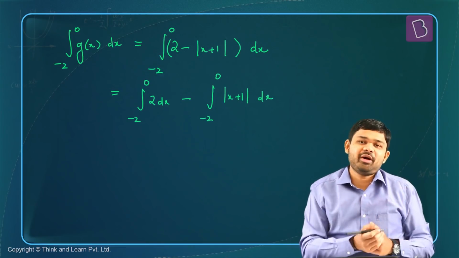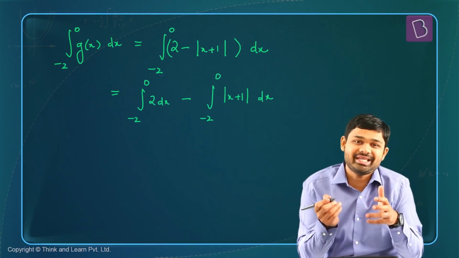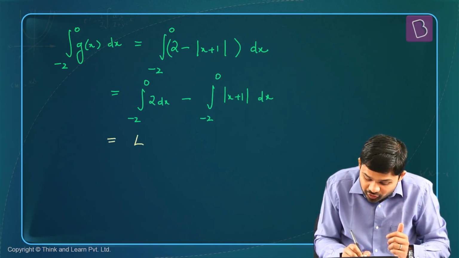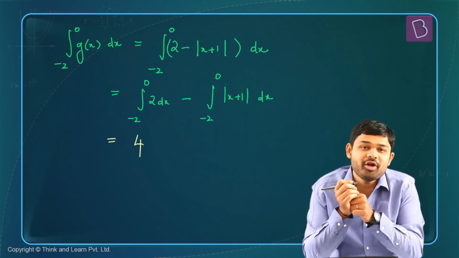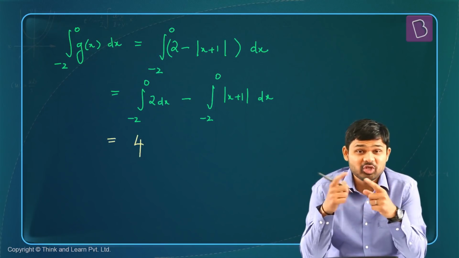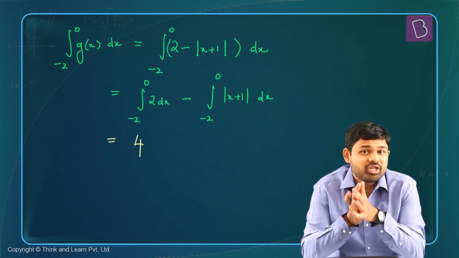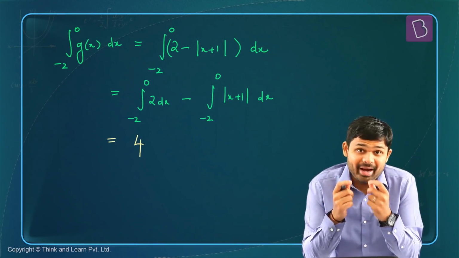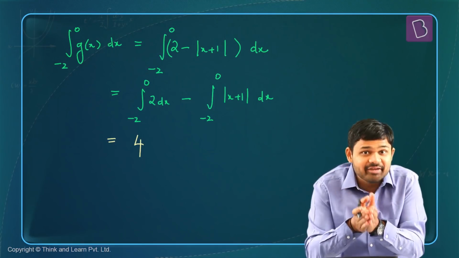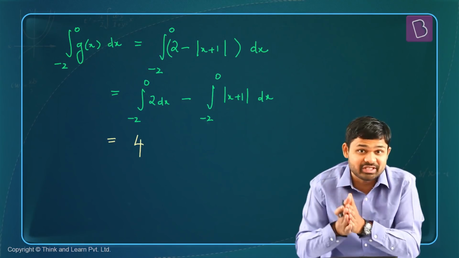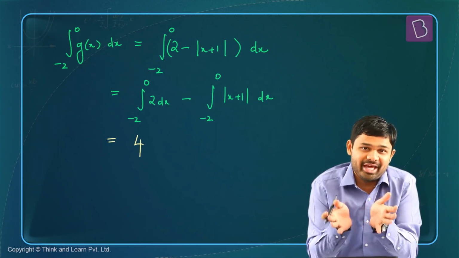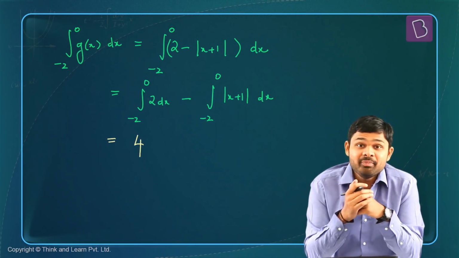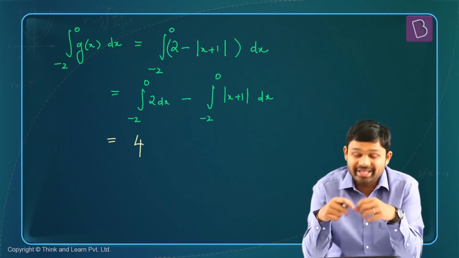Well, integral from -2 to 0 2 dx, that's going to be 2x between -2 and 0. That's going to give you an answer of 4. And what happens to mod of x plus 1, the integral of that, because there's a mod, and this mod of x plus 1 is going to change its nature at the point -1. X plus 1 is negative till -1 and x plus 1 is positive since then. So basically your mod of x plus 1, that's going to change the nature of its slope at x equal to -1.